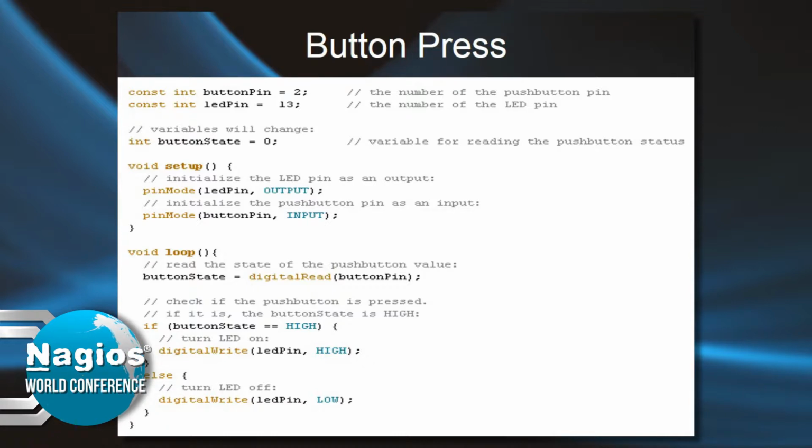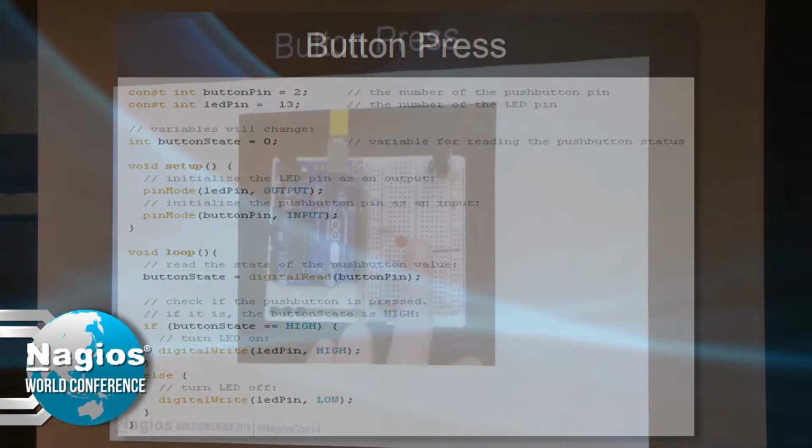Then it goes down to say if the button is high or on or 1, then we're going to digital write the LED pin high or 1 or on. Otherwise, we're going to turn it off, low, 0. Now you might be wondering, why can't you just put the LED pin right in series with the button? Because that's not as interesting. I don't know. And this is what it looks like.